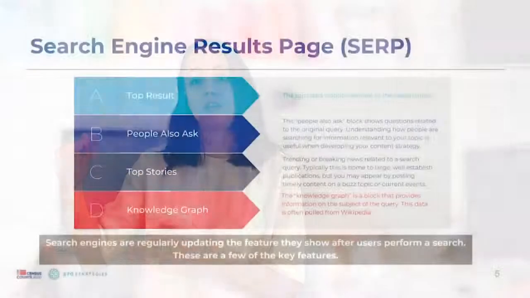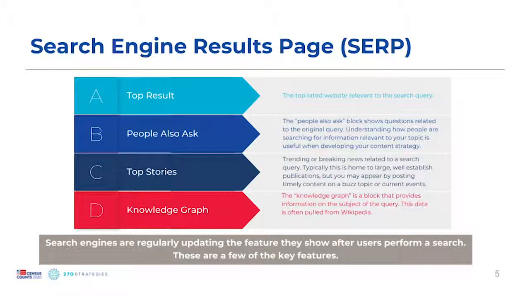Search engines, like Google, are always trying to improve the results of a search query, often showing us information before we click a link and go to a specific website. These features and search results make up the Search Engine Results page, or SERP. What is displayed on a SERP is directly related to a search query.